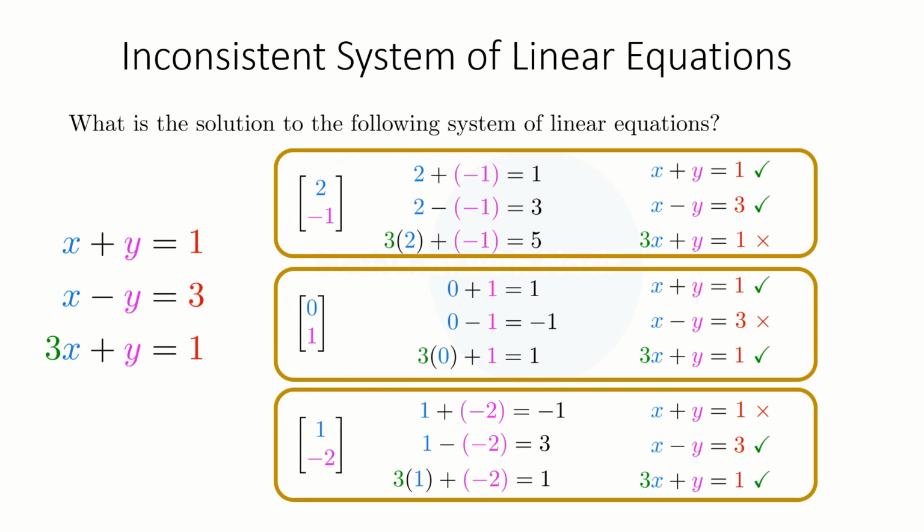You see that there is no single solution that satisfies all the three equations at the same time. Such a system of linear equations is called an inconsistent system of linear equations. You may think that the linear equations are inconsistent if there are more equations than the number of unknowns. That is not generally true. The system of linear equations may be consistent even if the number of equations is greater than the number of unknowns. Later in this video, I'll show you how we can determine if a system of linear equations is inconsistent.